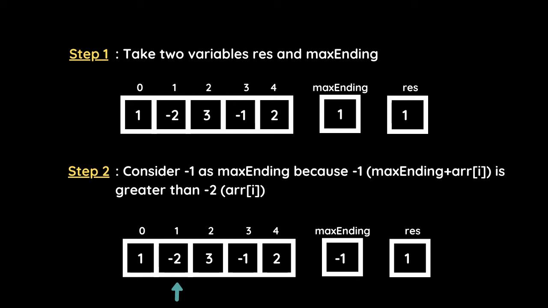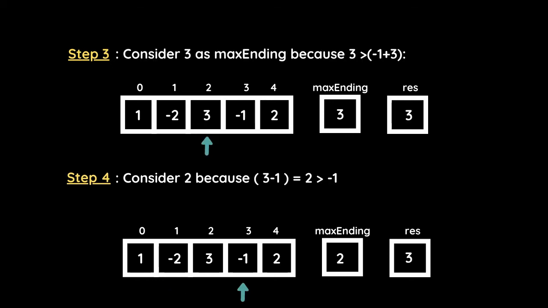Now we have 2 choices. Either we take -2 or we take 1 plus -2, that means the sum of max ending and the current element, which will become -1. Whichever is the maximum. Out of -1 and -2, -1 is maximum. So our max ending will now become -1 and the result will still be 1, because if we compare -1 and 1, 1 is greater. That is why we will not update result.